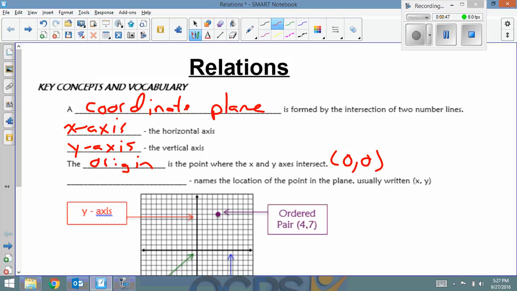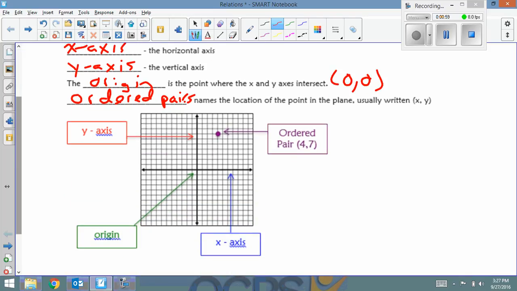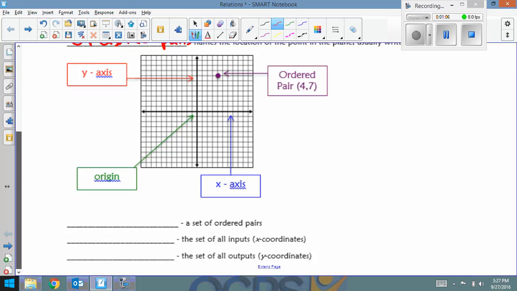We also put points on the graph that are called ordered pairs. Any point that has an x and a y is considered to be an ordered pair and falls on the graph. And here's a picture of everything that is on those notes, the things that we just talked about.